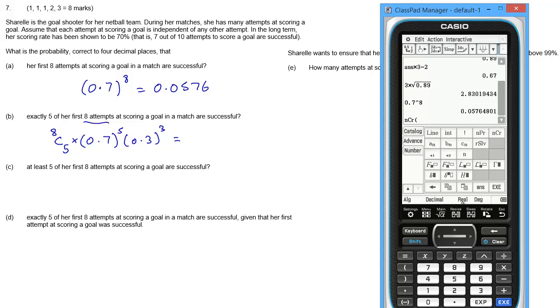So we want 8C5 multiplied by 0.7 to the power 5 multiplied by 0.3 to the power 3, and that's 0.2541.